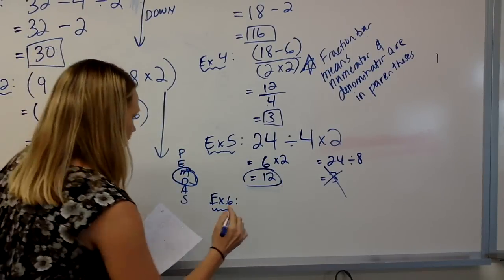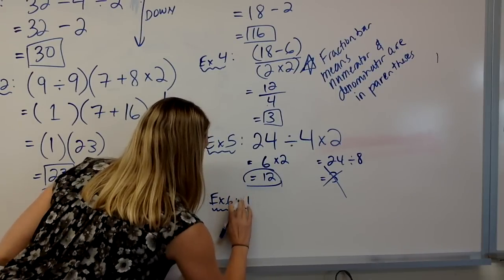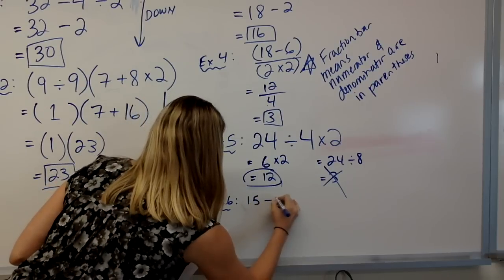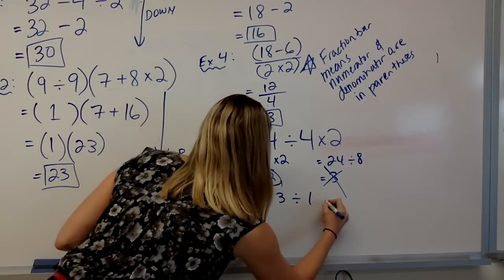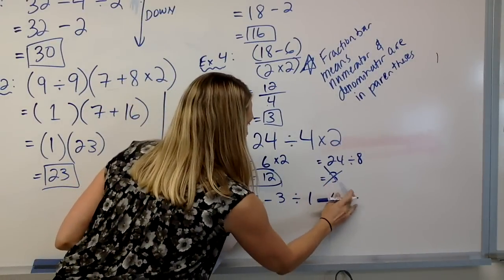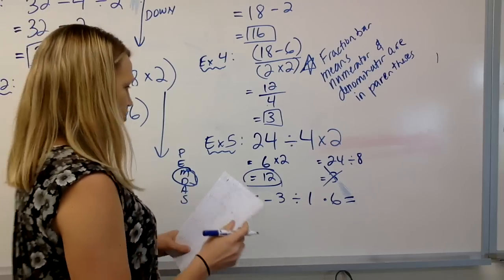Okay, what do I got here? Parentheses. Oh, wait, no. Hold on. Oh, yeah, this one's a cool one. Okay, 15 minus 3 divided by 1 times 6. Remember, the dot means multiplication as well. Okay? And I'm actually going to tell you what it equals. This equals 2.